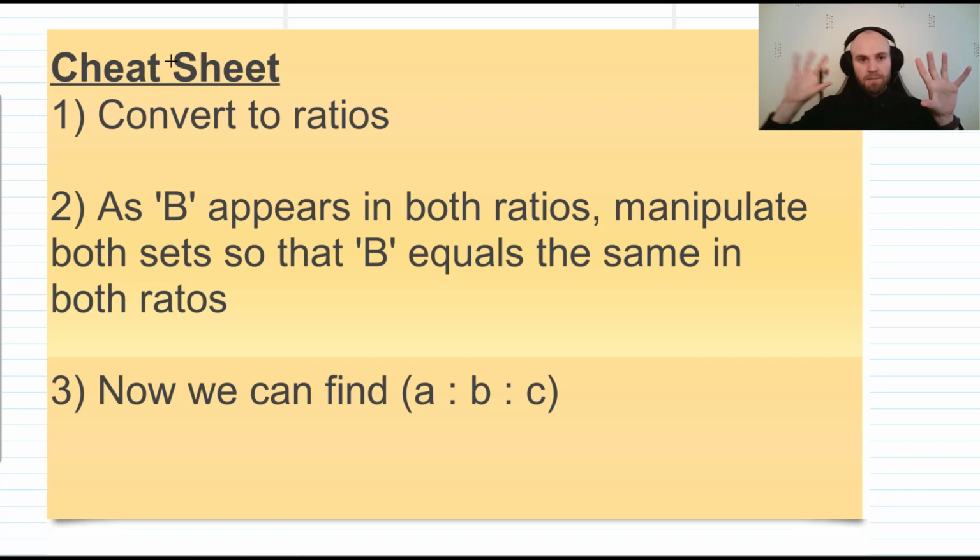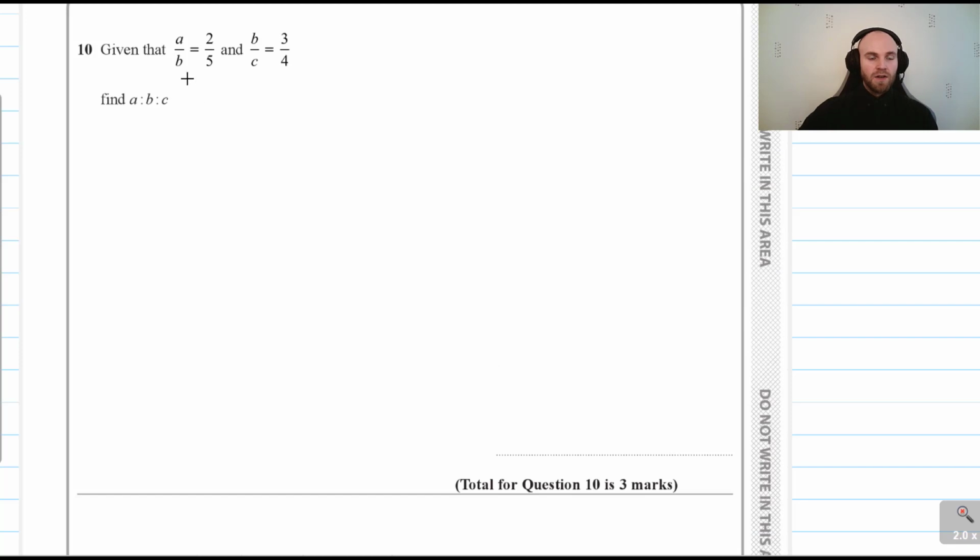So when we have a to b and b to c, we want these b's to be the same. And if we can do that, now we can find the ratio of a to b to c. So we have a to b, so I'm just going to write that in, in red. a is 2, b is 5, so I'm just going to put 2 to 5. And over here we have b over c is 3 over 4, so b to c is going to be the same as 3 to 4.